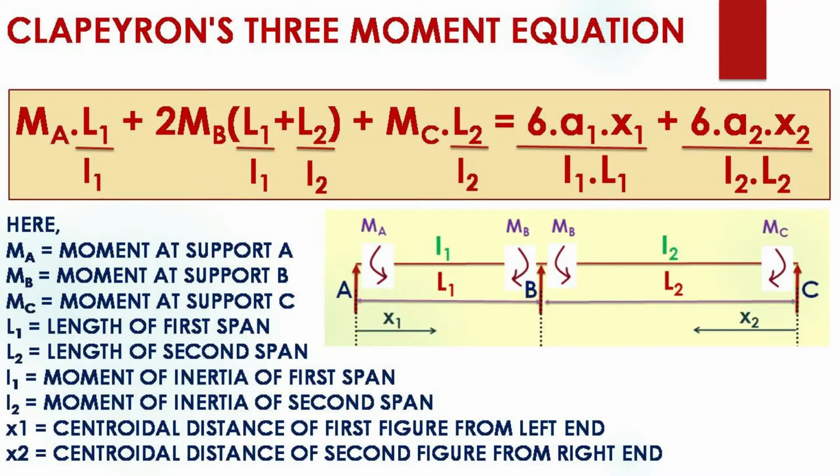Slide 2. The equation given by Clapeyron to analyze a continuous beam is shown here, that is MA times L1 by I1, plus MB times (L1 by I1 plus L2 by I2), plus MC times L2 by I2, is equal to 6A1X1 by L1 I1, plus 6A2X2 by L2 I2. All the notations are shown here.